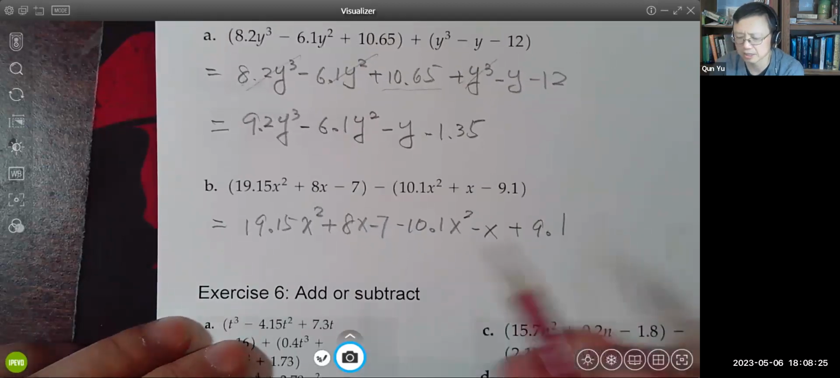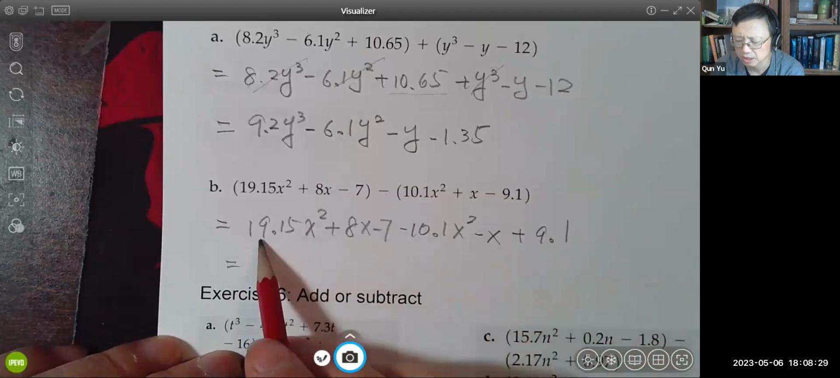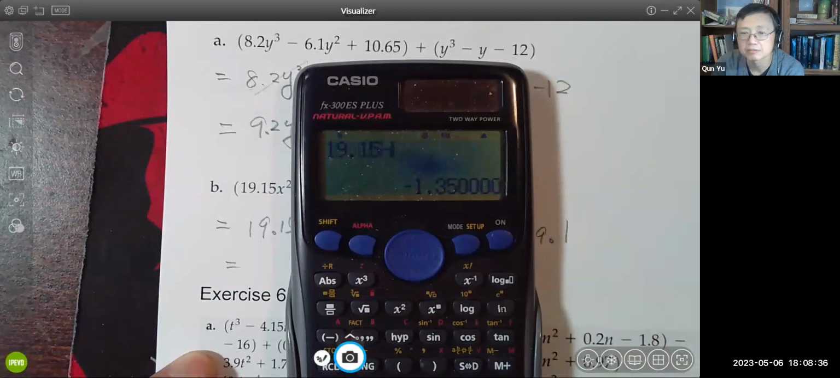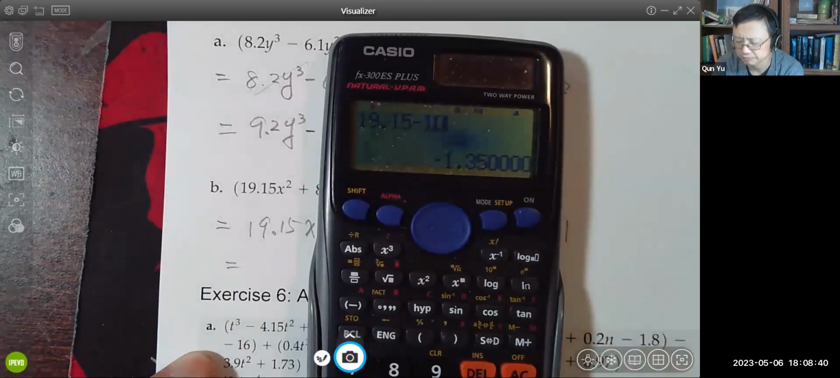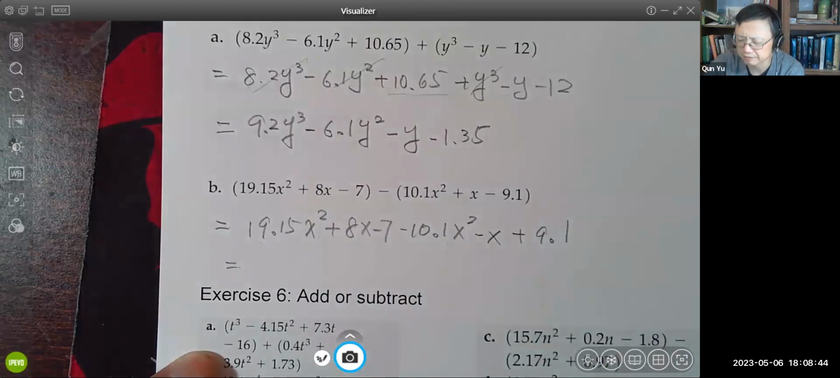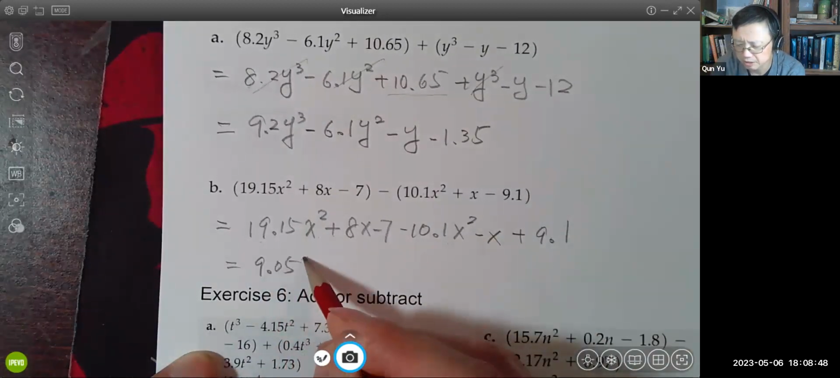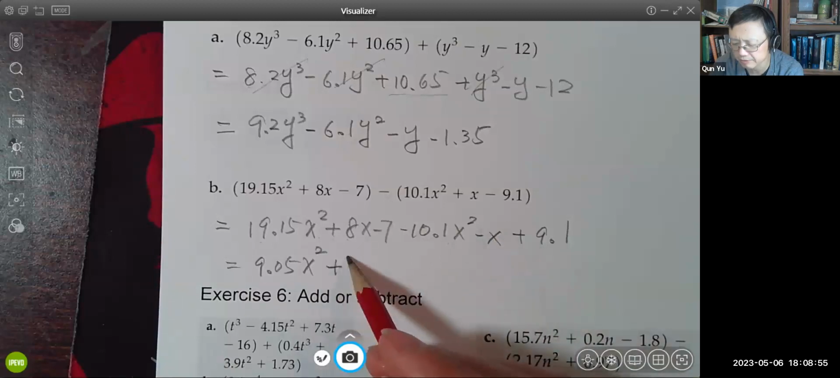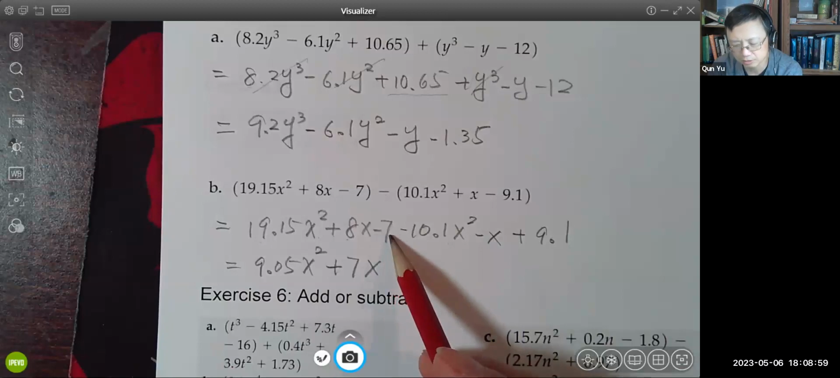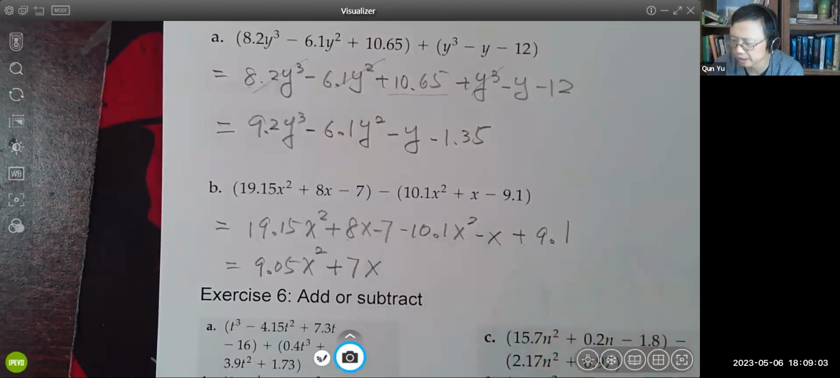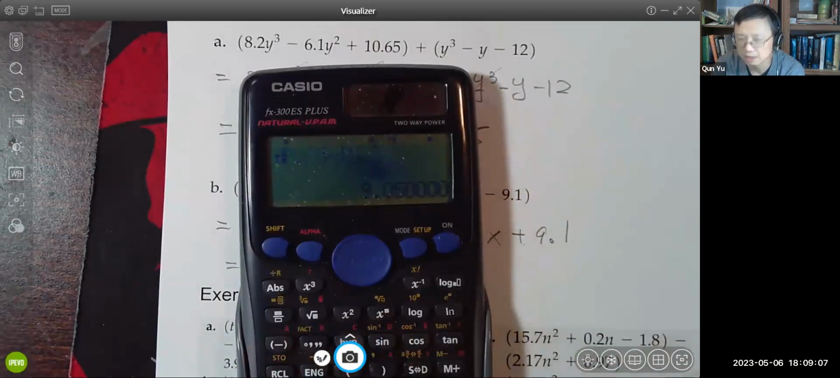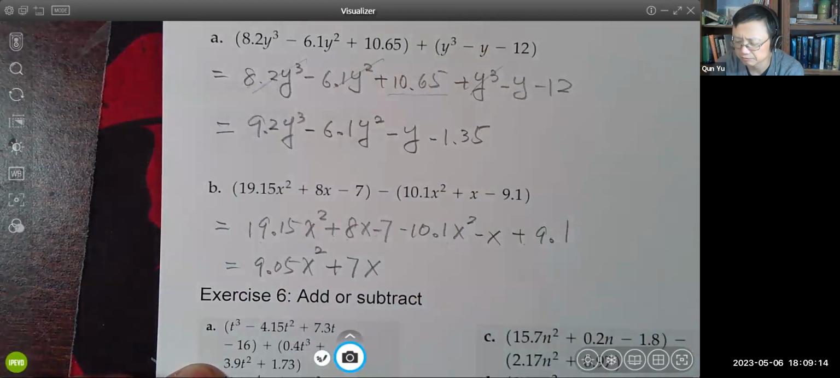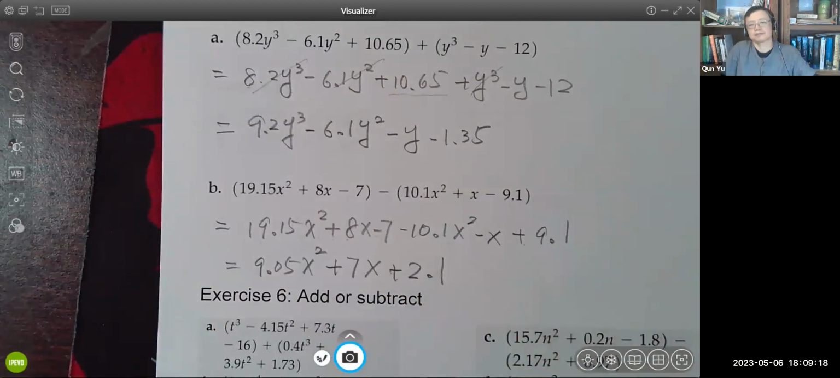Now we are ready to combine like terms, x squared term, x squared term. So 19.15 minus 10.1 is 9.05. So 9.05 for x squared. X term is positive 8 minus 1. 8 minus 1 is 7. Now we just have negative 7. Don't forget the negative sign. Negative 7 plus 9.1, we get 2.1 positive. Yeah. So we just simplify it.